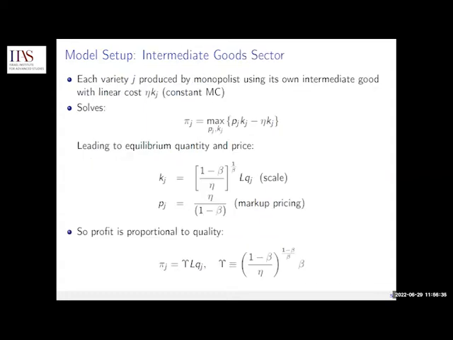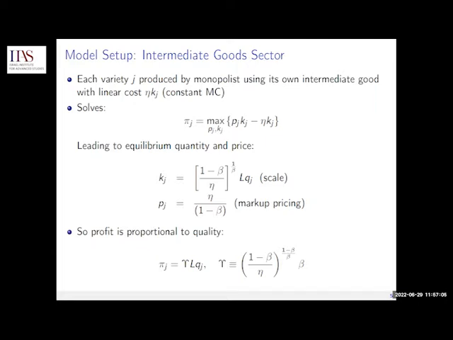Each variety J is going to be produced by a monopolist. So you'll see how the competition changes, and it has a constant marginal cost of eta. So every unit it produces, it costs eta to produce. So it has this very simple profit function: the more it sells, and its cost is just going to be linear in how many units it's producing.